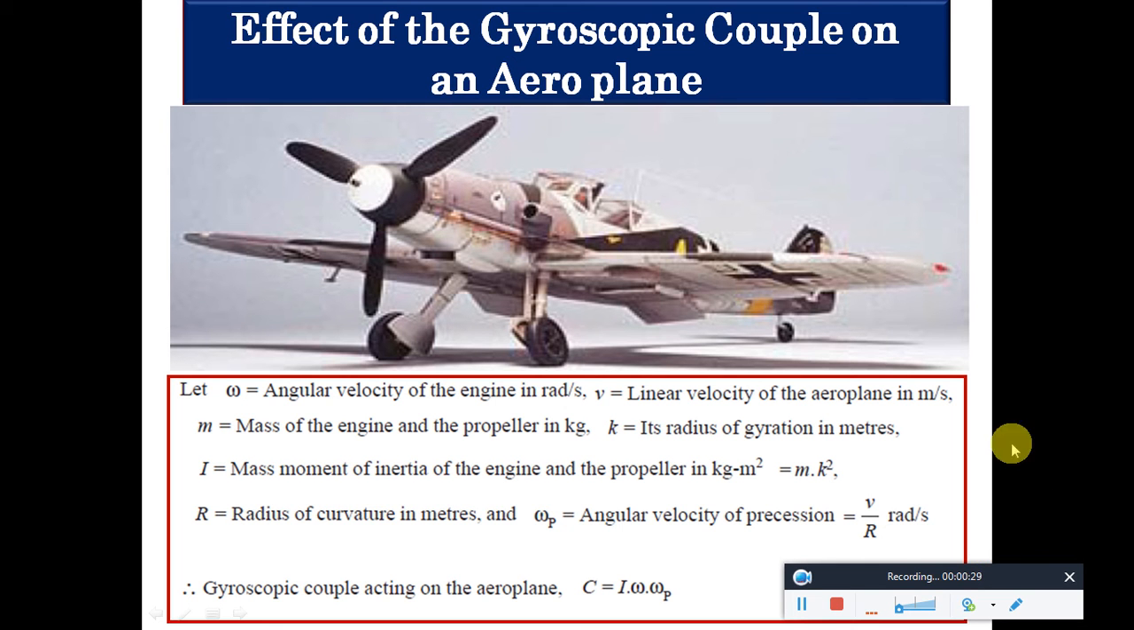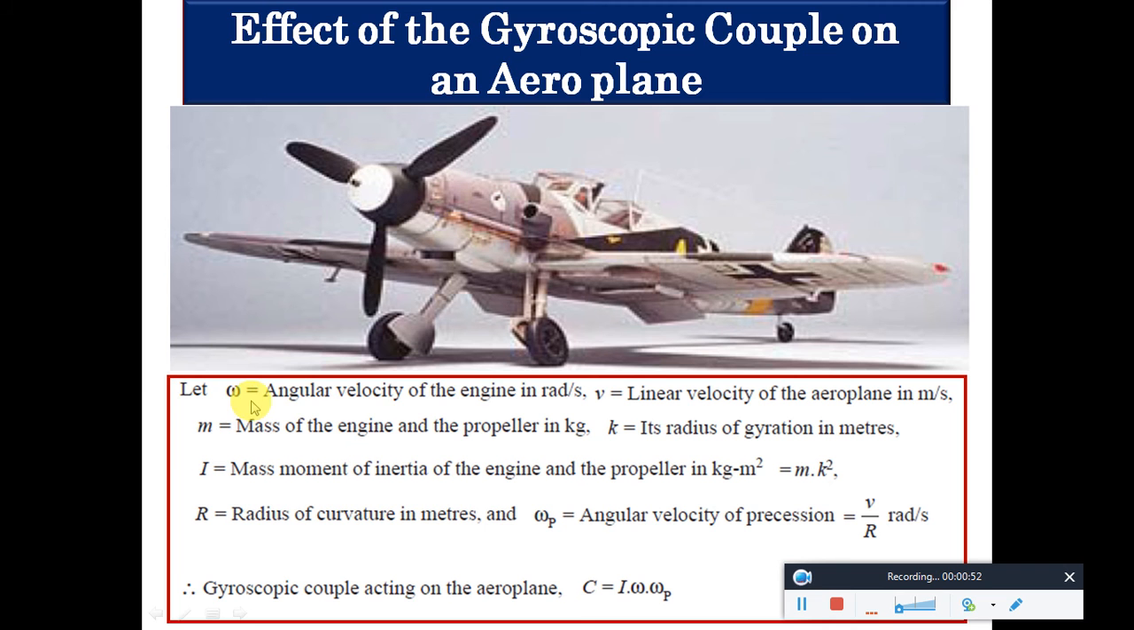But in the case of an aeroplane, flying in air, suppose we want to take a left turn or right turn, then we need to do something so that the plane will turn in the desired direction.